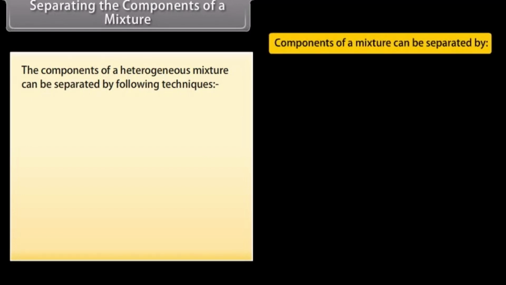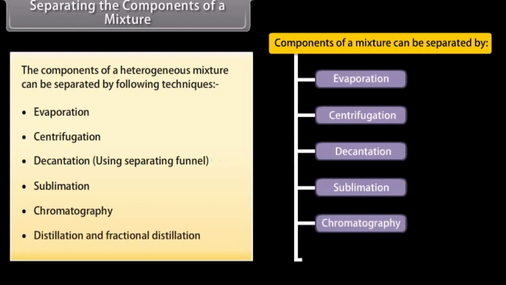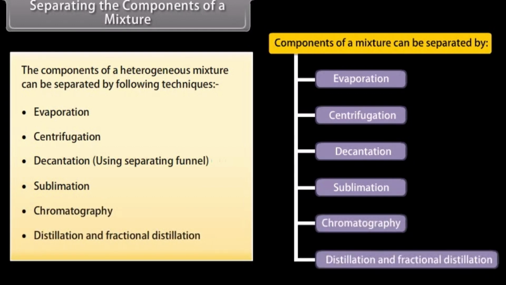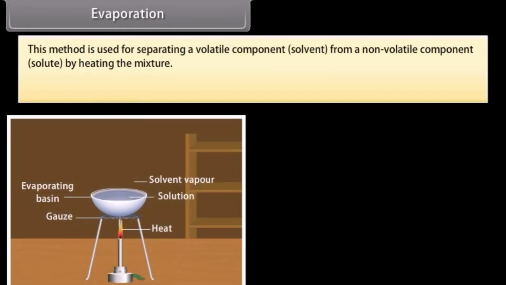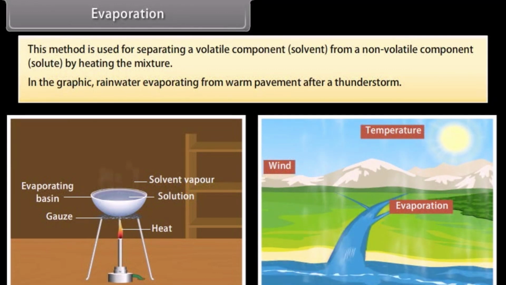Separating the components of a mixture. The components of a heterogeneous mixture can be separated by the following techniques: evaporation, centrifugation, decantation, sublimation, chromatography, distillation and fractional distillation. Evaporation. This method is used for separating a volatile component, the solvent, from a non-volatile component, the solute, by heating the mixture. In the graphic, rainwater is evaporating from warm pavement after a thunderstorm.